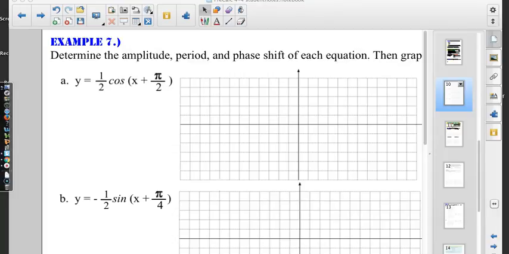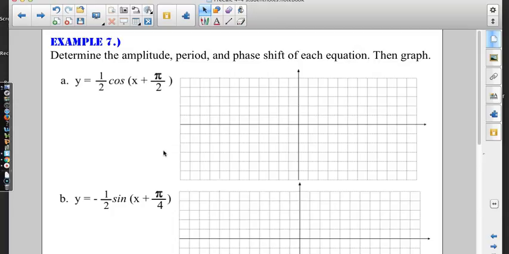So determine the amplitude, period, and phase shift of each equation, and then we're going to graph it. First things first, you want to remember that the amplitude is always whatever we have in front. And if there's nothing there, that's going to be a 1. If it is a negative, we don't think of it as a negative, because the negative is responsible for a reflection piece there.